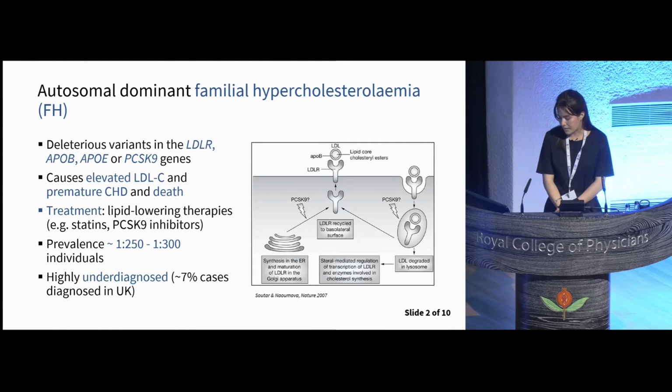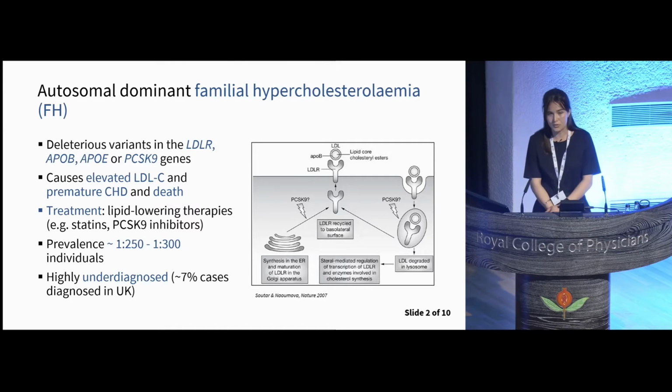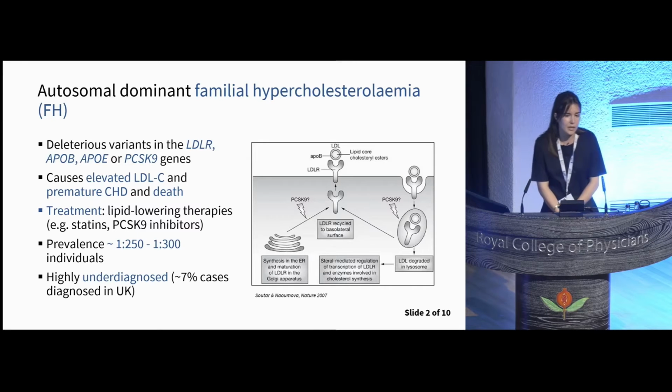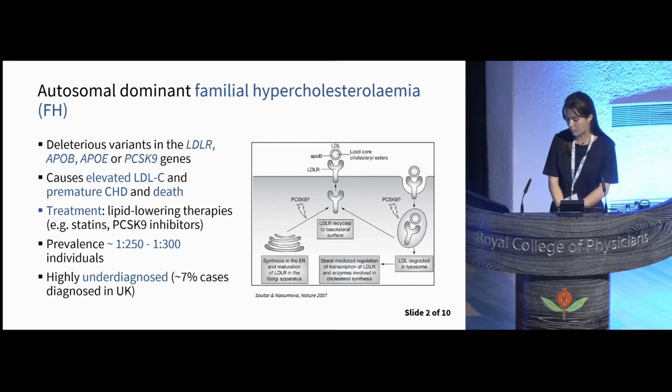The estimated population prevalence of FH is about 1 in 250 to 1 in 300 individuals, making it the most common monogenic disorder in the world. However, it's still highly underdiagnosed, and it's estimated that only about 7% of UK FH patients have been diagnosed.